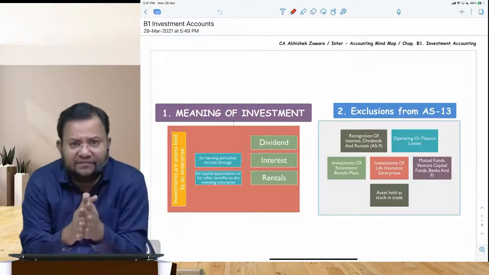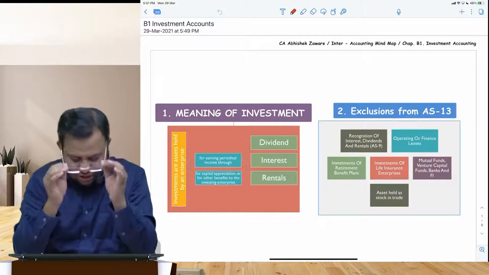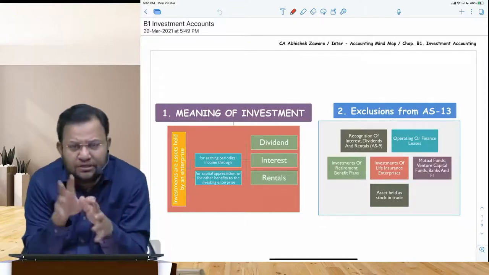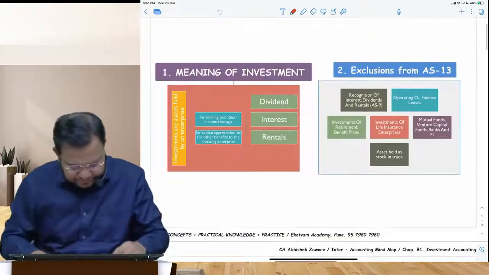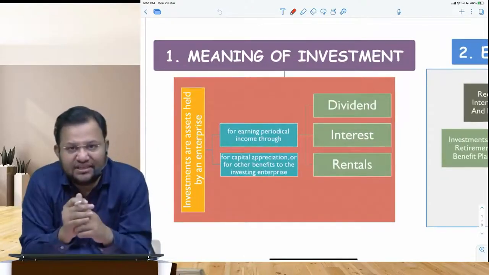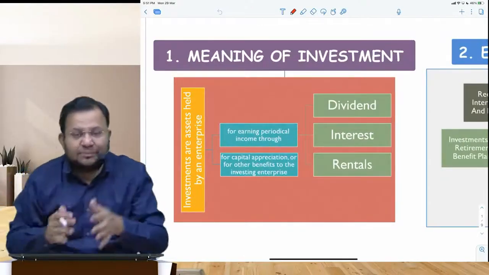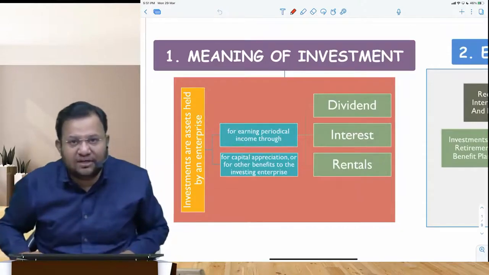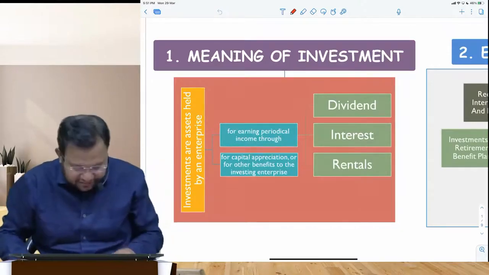Let us proceed ahead with the revision capsule on investment account. So I have prepared a simple mind map for it. So first, some provisions of AS 13, and then we talk specifically about accounting for debt and accounting for equity.